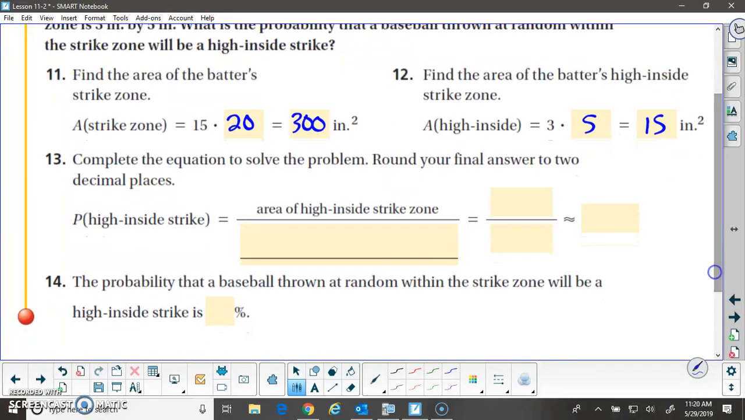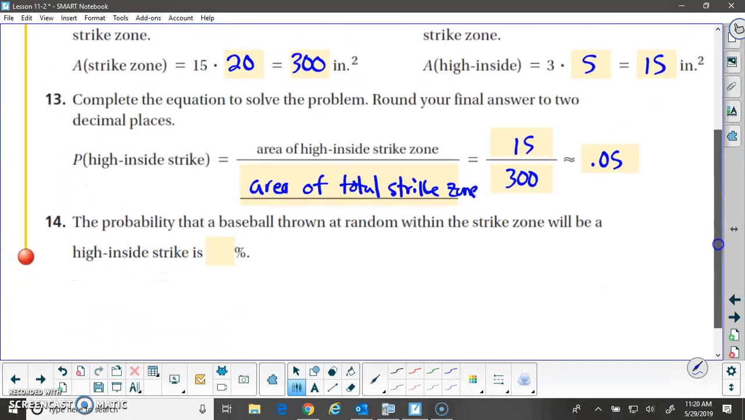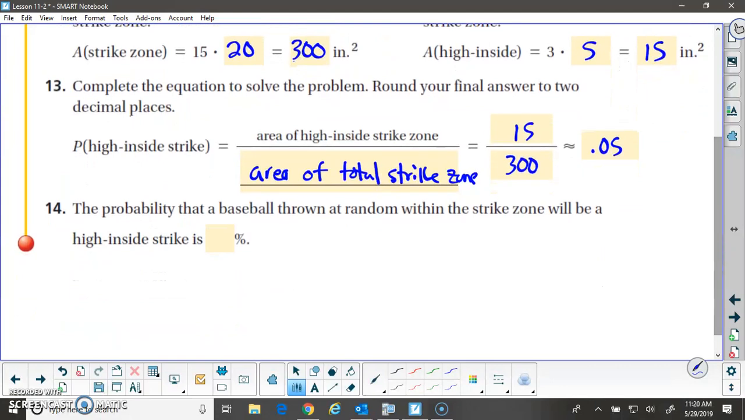Now what we'll need to do to find the probability of getting a high inside strike is take the area of the high inside strike zone divided by the area of the total strike zone. So that would give us 15 over 300, which simplifies into about 0.05, or roughly 5%. The last question then says the probability that a baseball thrown at random within the strike zone will be a high inside strike is about 5%.